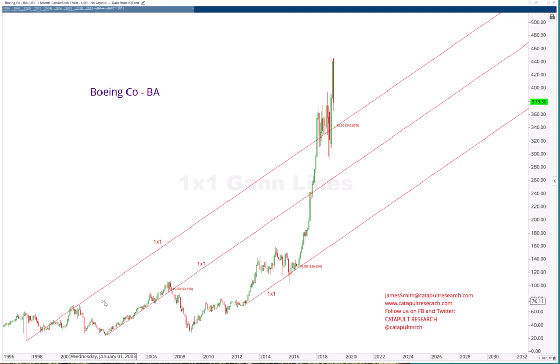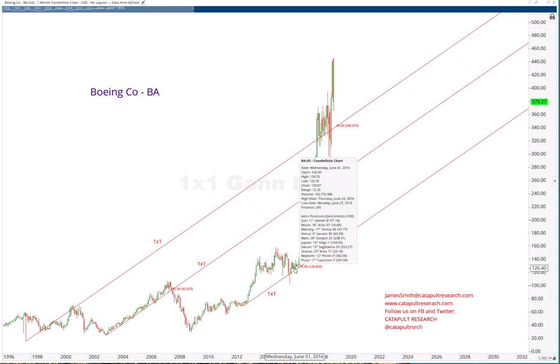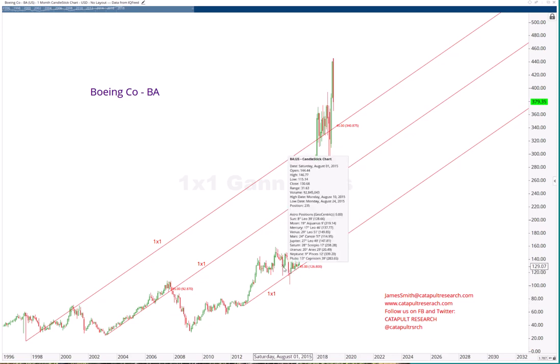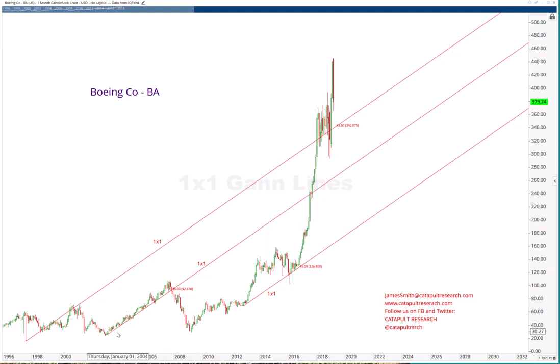So the reason we chose 1.25 points per month is because you can see here this low sort of catches this high here, and this is also a 1 by 1. This low gave you a nice trend line. Over here it gave you a nice trend line. So the idea of the 1 by 1 is to capture the vibration of that particular stock. And you can see on a monthly time frame that's clearly what's happening here.